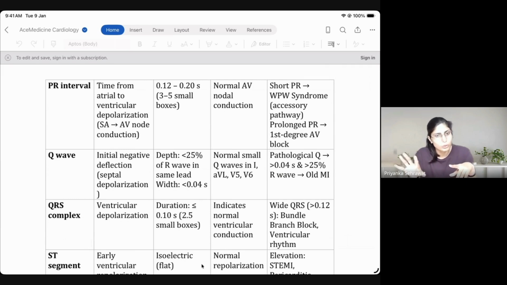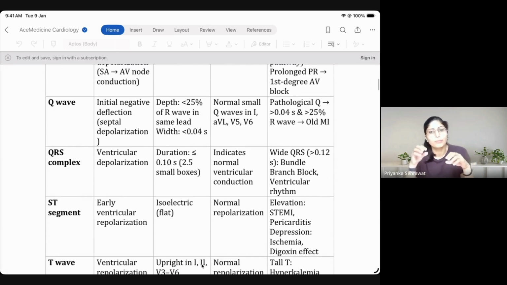Let's look at Q wave also. So Q wave is because of the septal depolarization. I just told you. Pathological Q wave is more than 0.04 second, found in old MIs. Normal small Q waves are seen in 1, aVL, V5, V6. But yes, Q waves also denote old MI, right? When we talk about acute coronary syndrome, we will talk about physiological as well as pathological Q waves also. QRS complexes usually tell us about the major ventricular depolarization.